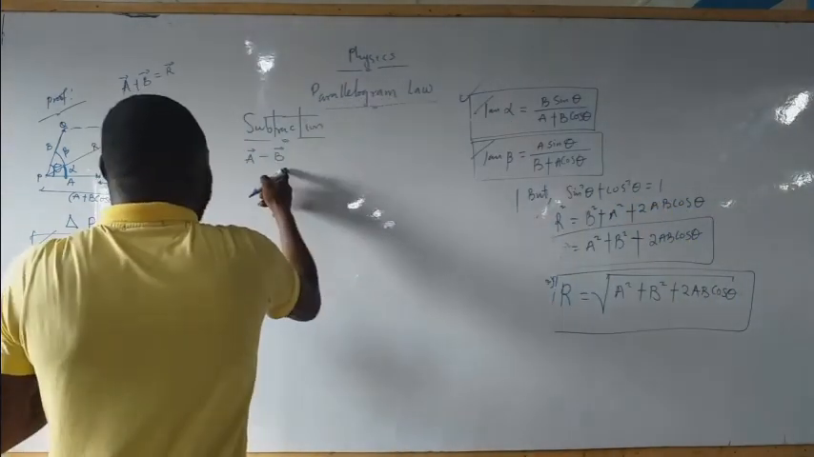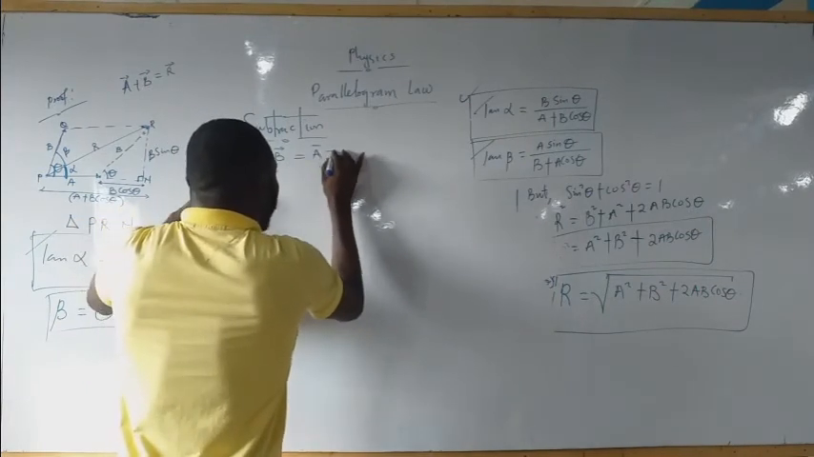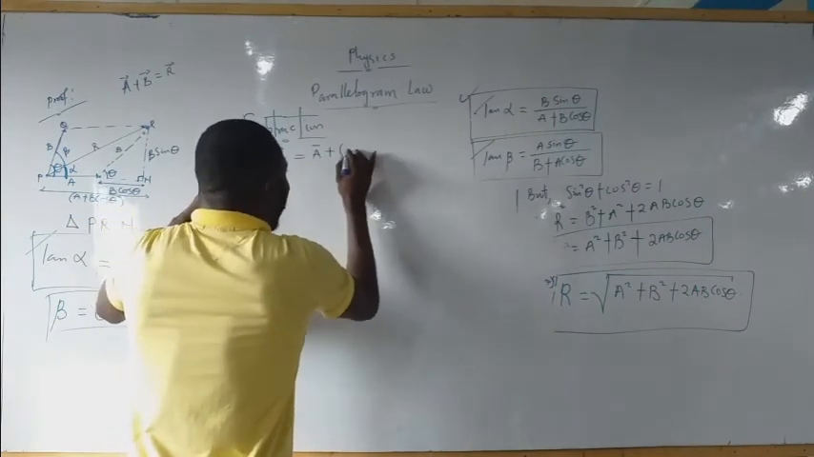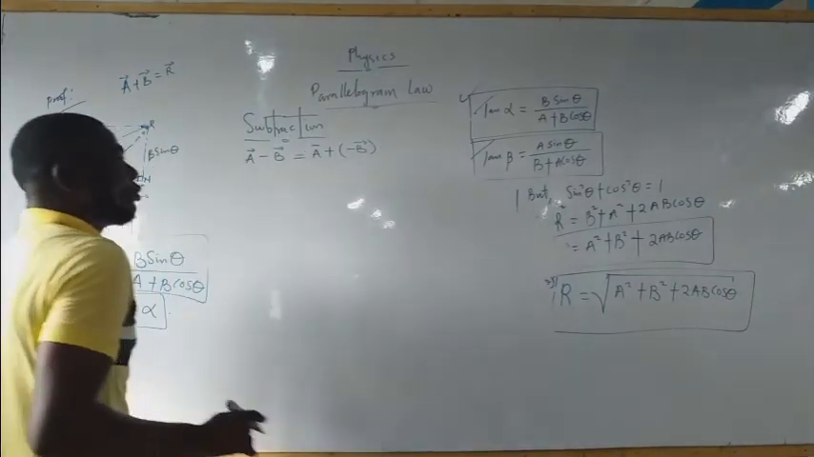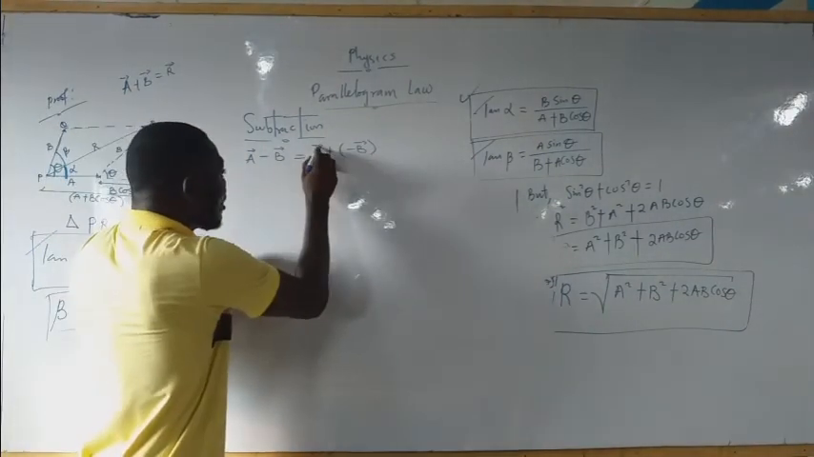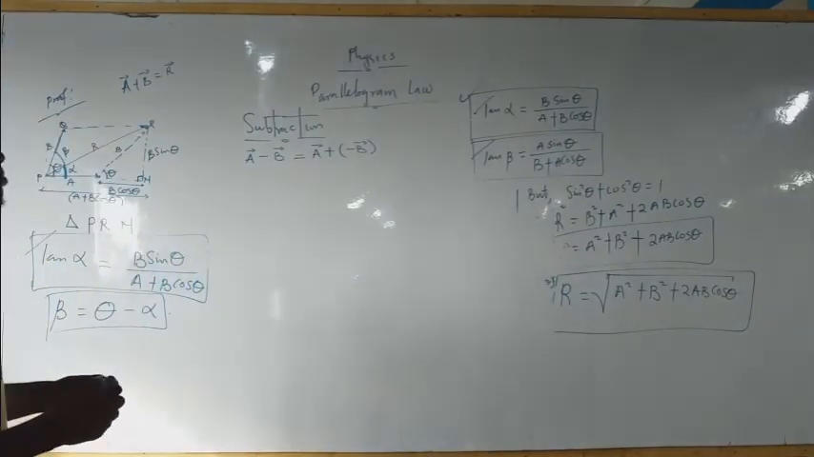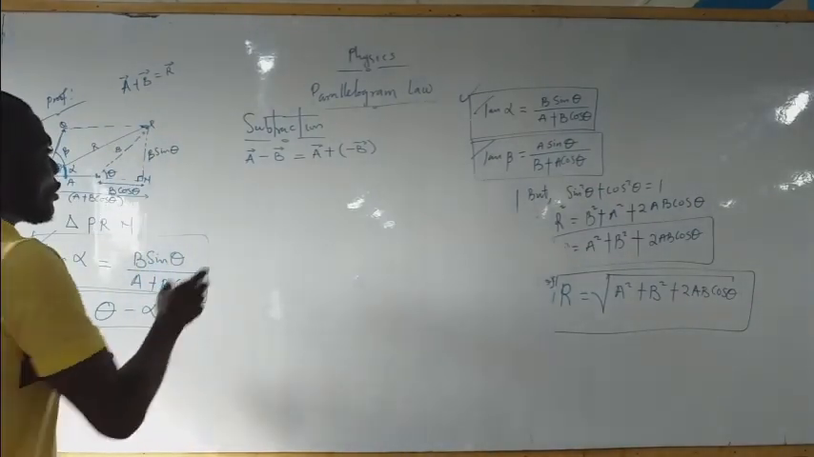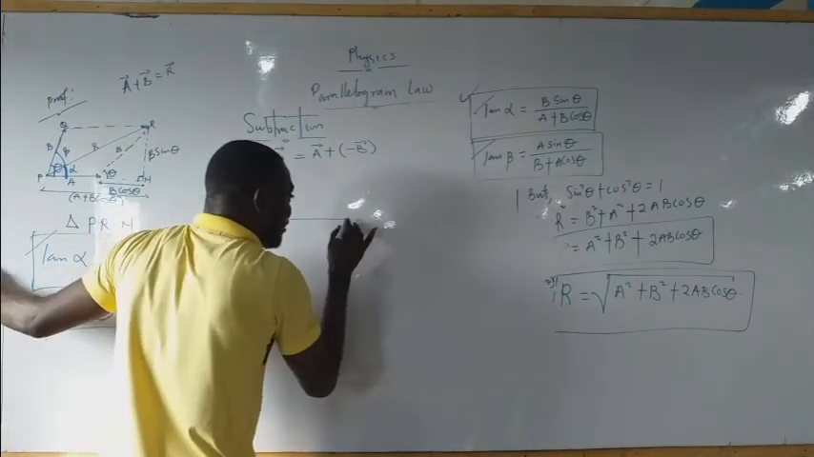Vector A minus vector B. This will be vector A plus, in brackets, minus B. Yes or no? Yes. Vector A plus, in brackets, minus vector B. Alright? So if you want to use this now, using the Parallelogram Law, we can have vector A.